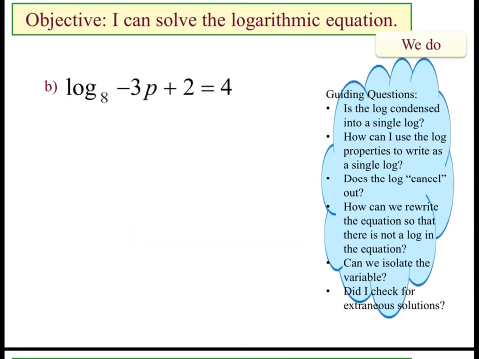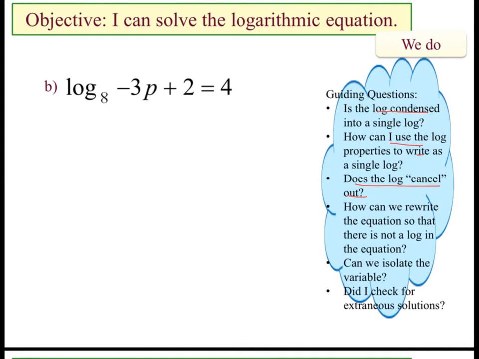In that second problem that we do, I would encourage you to pause the video and try it for yourself, and then play the video to check and make sure that you got it right. So starting with this, I don't need to condense the log because there's only one log statement, so I can kind of skip past this first part. It doesn't cancel out. That would be like if I had the same expression of log on both sides and they were equal, then I could just set the arguments equal to each other.